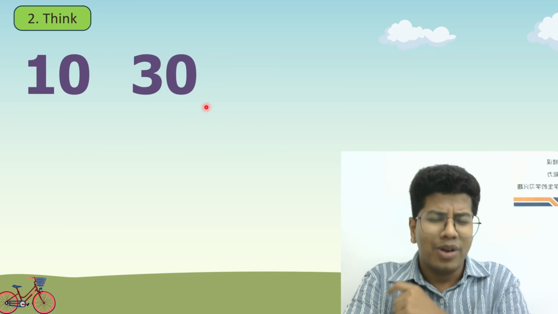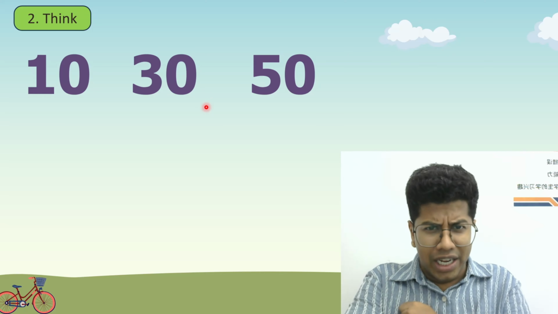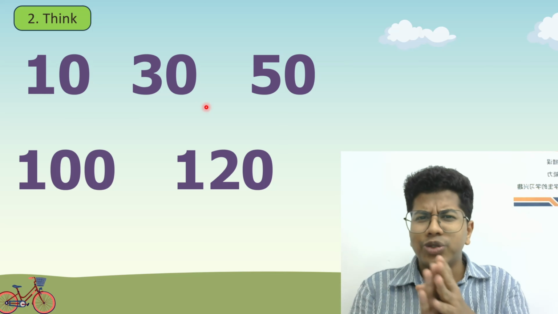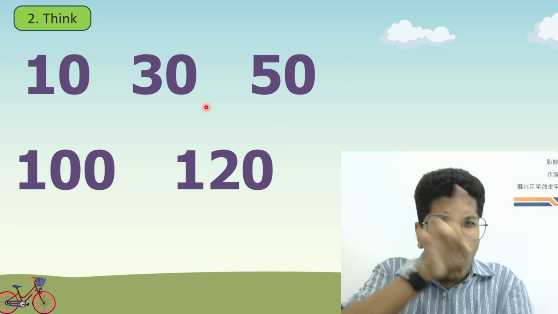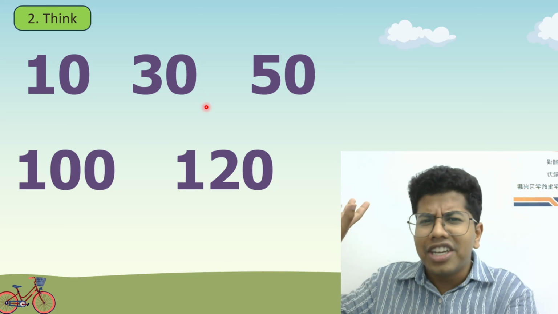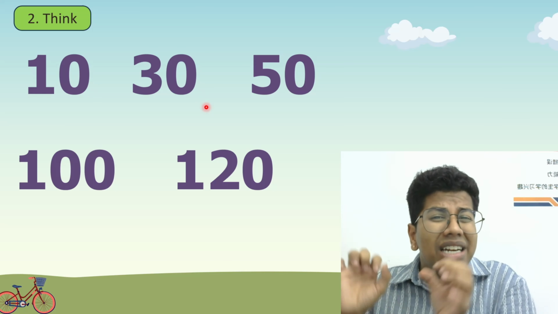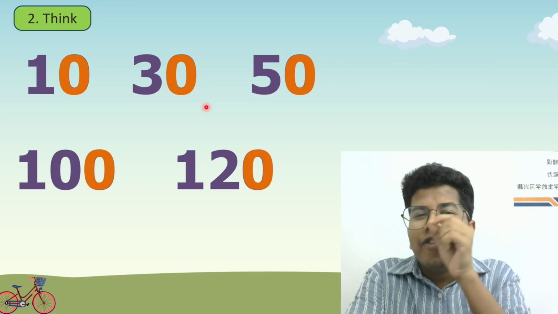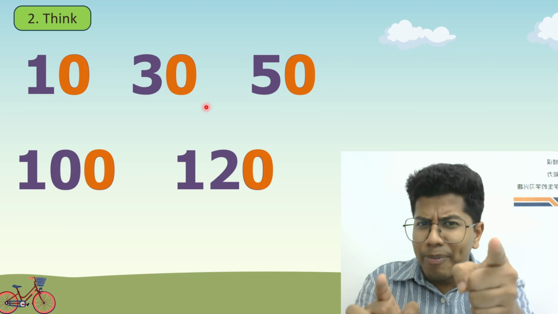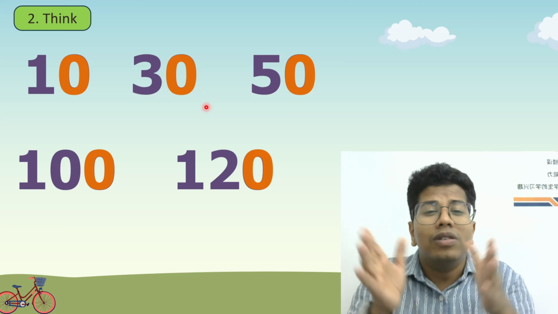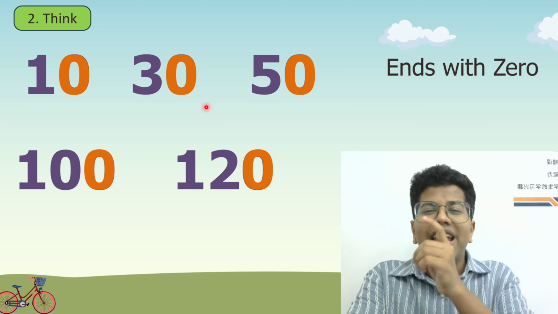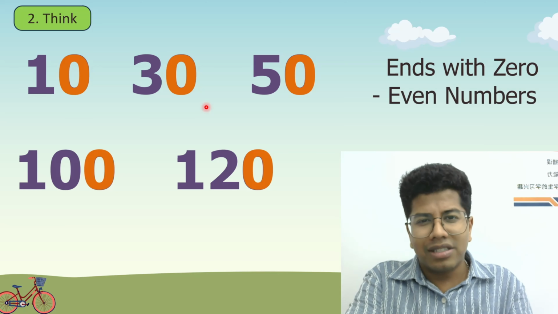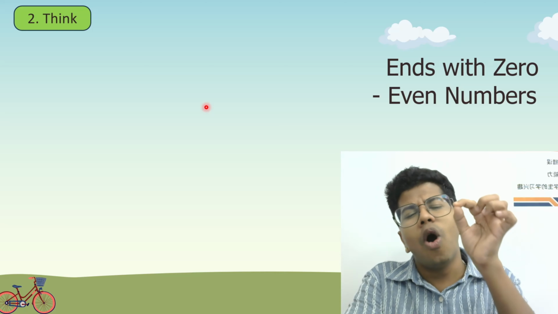How about 30? Also an even number. What about 50? Again even number. 100? Again even number. And 120? Also an even number. Now, is there something common that you can observe in these numbers present here? Oh, all the numbers end with a 0 here. So, if there's numbers that end with 0, we can call these numbers as which type of number? Odd or even? Even numbers. So, if the numbers end with 0, we can term it as even numbers. So, let me summarize this. If it ends with 0, even number.